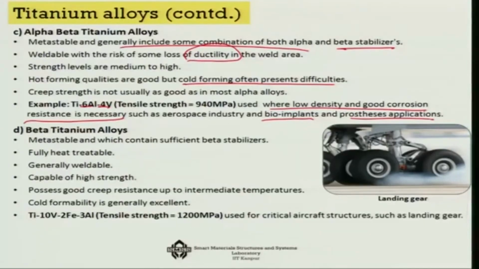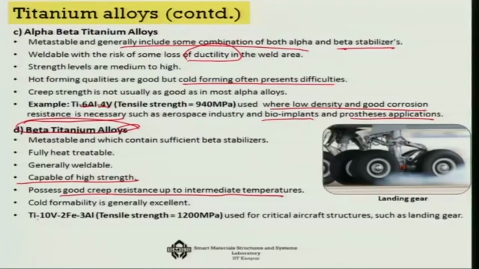Finally, the important one is the beta titanium alloys. This one is fully heat treatable, generally weldable. It is actually capable of high strength, and it also possesses very good creep resistance up to quite a high temperature, and cold formability is generally excellent.